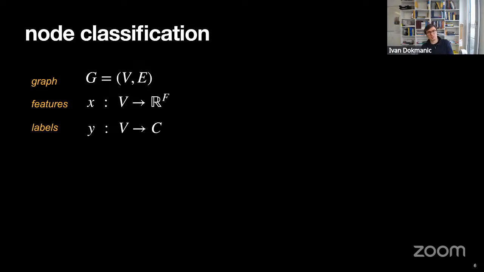Okay, so the problem that I'll be interested in in this talk is node classification, and in particular something that we call transductive node classification. In transductive node classification, we have the usual: the graph, the features, and the labels. Features and labels are some functions on the nodes. I'll be considering some f-dimensional features.